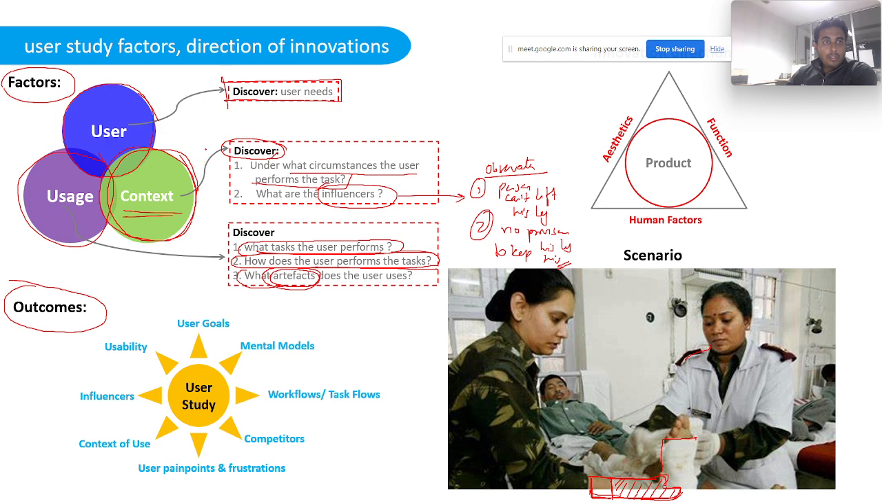So this is about these three factors. Once we discover information about the particular scenario, their influences, the particular task, and the particular artifacts, we try to understand the particular pain points, and based on that we try to understand the user requirements or needs. These are the key factors that play a vital role in a user study process. And as an outcome, there are various outcomes we can have depending upon our inquiry from a user study process. So we may understand user goals.